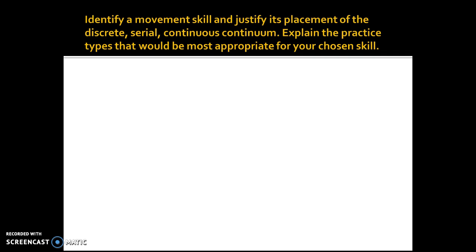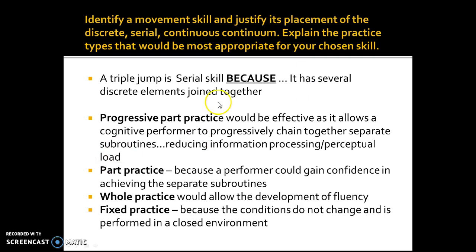I'll just talk you through this one. So triple jump is a serial skill because it has several discrete elements joined together, 1, 2 marks. Now you can use a variety of practices as long as you can justify why they'd be effective. Probably the most effective one would be progressive part practice because it allows a cognitive performer to progressively chain separate subroutines together without a high level of perceptual load or information processing. So you get one, join together, learn another one, join it onto the other two. So it reduces the information processing load compared to having to do 4 movements in one.